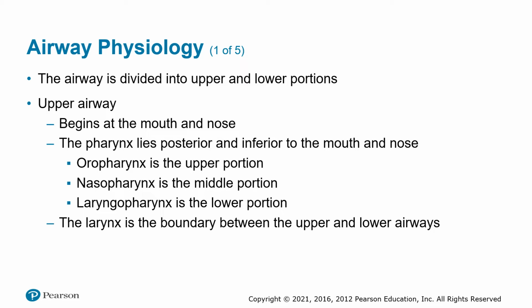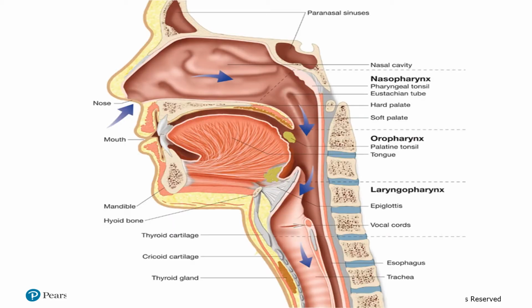So the airway is divided into upper and lower portions. Your upper airway begins at the mouth and nose. It goes into the pharynx, and it lies posterior and inferior to the mouth and nose. The oropharynx is the upper portion, the nasopharynx is the middle portion, and the laryngopharynx is the lower portion. The larynx is the boundary between that upper and lower airway.